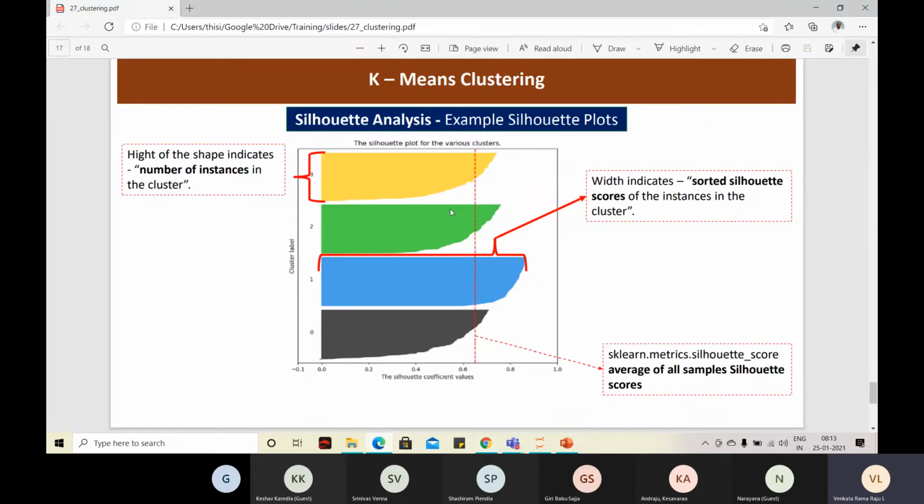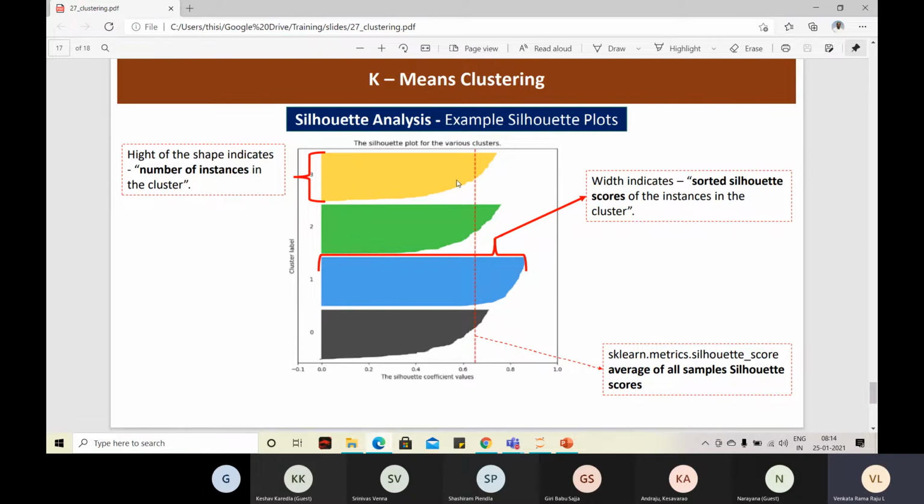So here, what is it showing? The height of this thing is the number of instances in the cluster. The height is nothing but, in this particular cluster, all the data points' silhouette scores are spread like that. And the width is the silhouette scores of individual points. There are 0.001, 0.002, 0.02. There are many data points getting the same score here. That's where it comes as a thick knife.